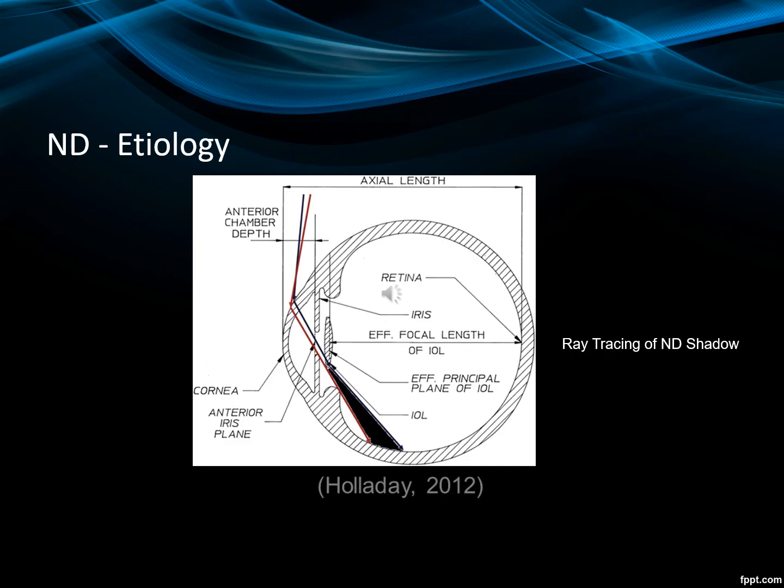Here is another view of a cross-section of the same idea by Jack Holliday from his publication of 2012. So this is a ray tracing of the shadow, and as you could see, the idea is that the light rays hit the sharp edge and therefore they cause a shadow of an area of the retina that is not illuminated.